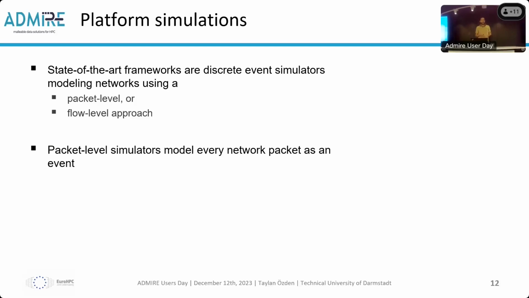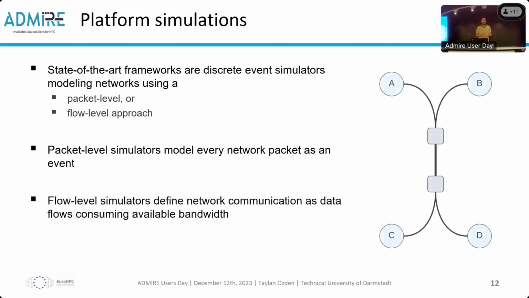Therefore, a good alternative is usually flow-level simulation. Flow-level simulators define network communication as a flow between different sources and sinks, and it consumes available bandwidth. So if you have, in this graph, for example, a communication going on between A and D, it would be completely fine between those two routers.